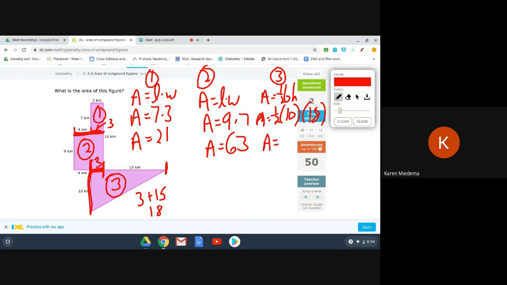Now that everything is being multiplied together, 1/2 times 10 is 5, and 5 times 18 is 90. So the area of the triangle is 90. Now we're going to go ahead and add these all together. 21, 63, and 90 added together. It's going to give me 174.